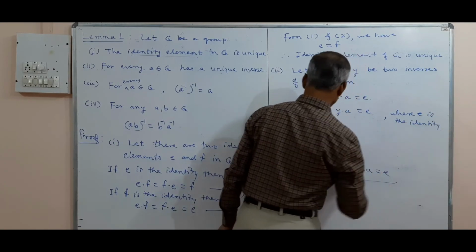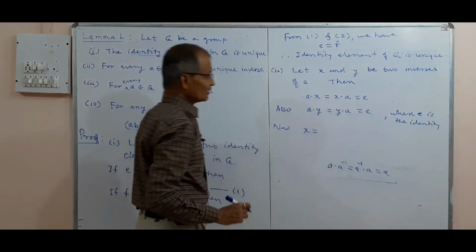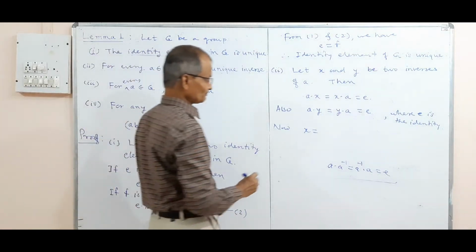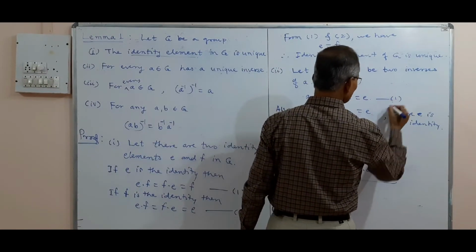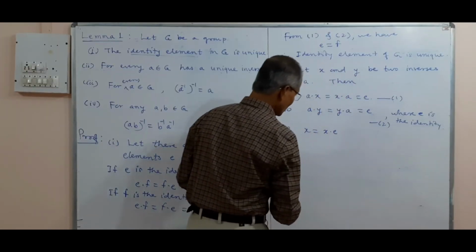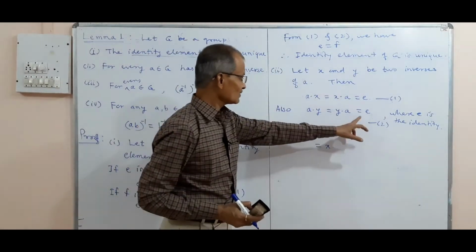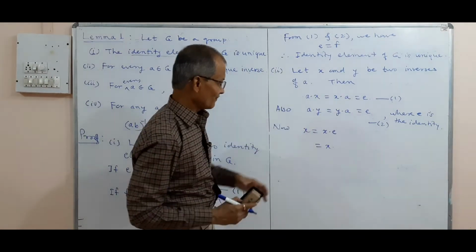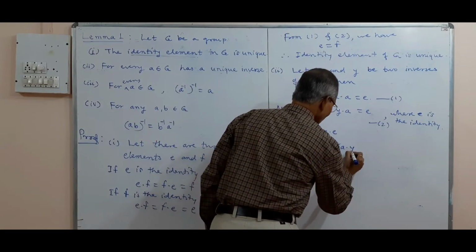And now we will consider X is equal to X into E, and we refer to these as 1 and 2. Now X into E, further you may see, has the expression A into Y. So we may write E as A into Y.